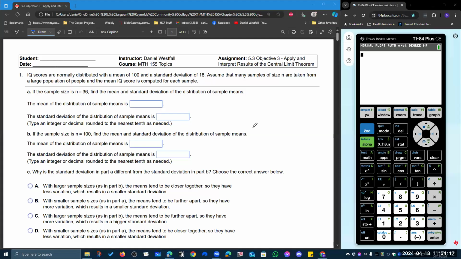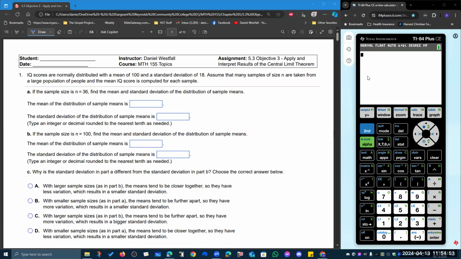In this video, we're going to talk about 5.3, Objective 3, where we apply and interpret results of the central limit theorem. Start with question 1. IQ scores are normally distributed with a mean of 100 and a standard deviation of 18. Assume that many samples of size n are taken from a large population of people, and the mean IQ score is computed for each sample. If the sample size is 36, find the mean and standard deviation of the distribution of sample means.